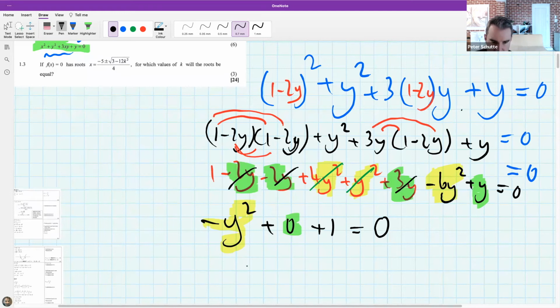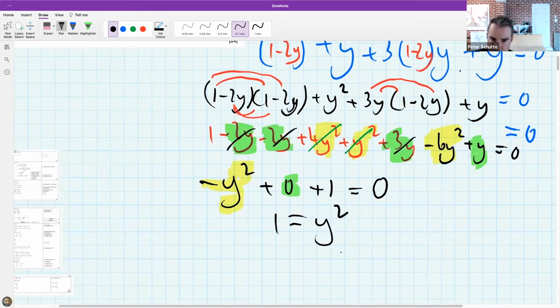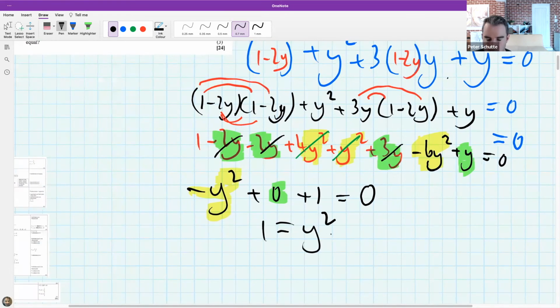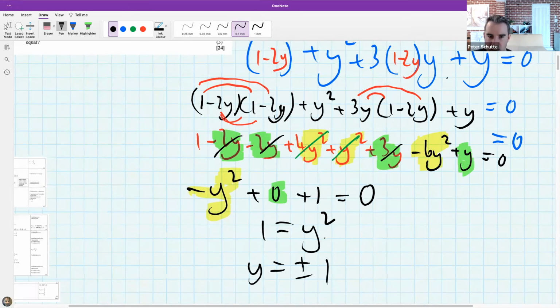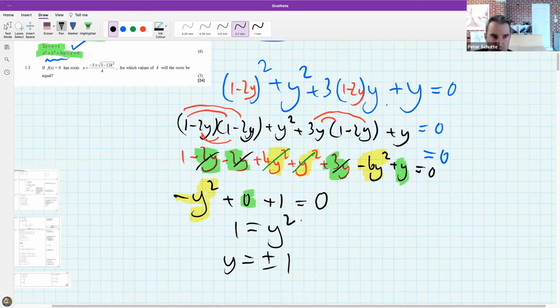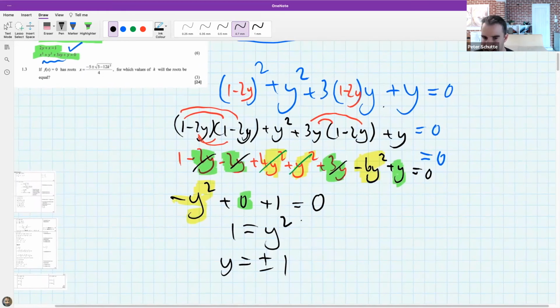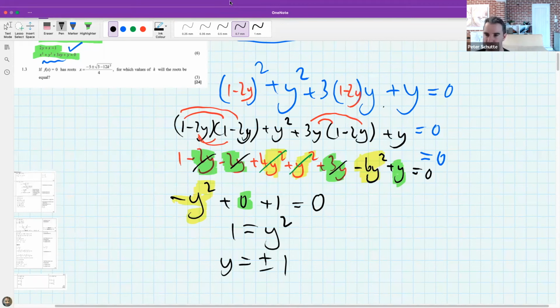And then if I move the y squared to the other side, I get 1 equals y squared. If I square root both sides, y is going to be plus or minus 1. Now, I'm not finished, but I am aware that that was quite a sneaky one. So I would like a thumbs up if you followed my working, thumbs down if you feel a bit confused and want to ask a question. And then we can talk about how we find the last 2 bits.